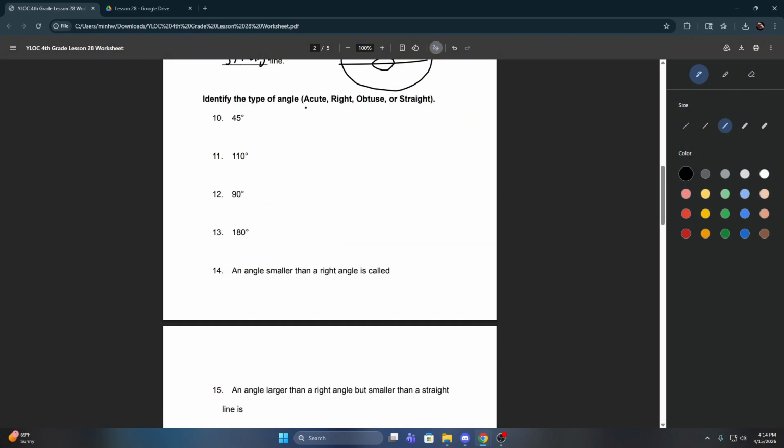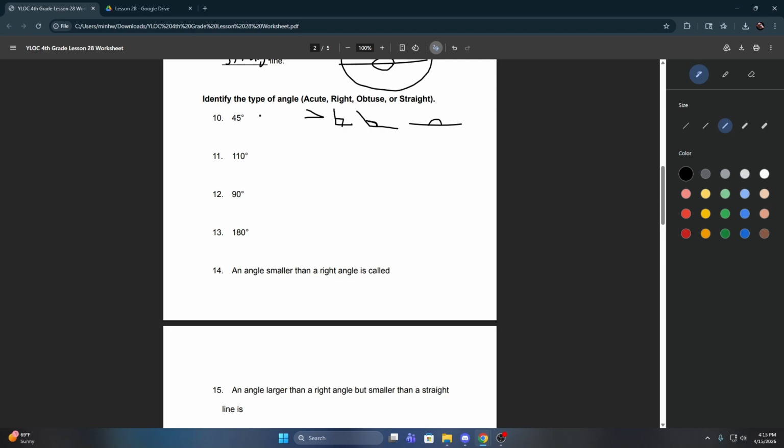Identify the type of angle: acute, right, obtuse, or straight. So, a quick review. Acute is an angle that is smaller than 90 degrees, so it'll look like a little cute angle, right? That's one way to remember it. A right angle, this one should be clear. It has that very straight structural look to it. Obtuse is bigger than a right angle, so it'll look something like this. And straight is just a straight line, and this is 180 degrees.